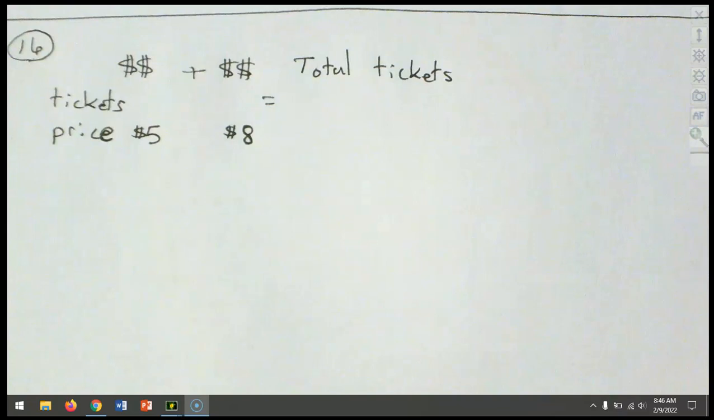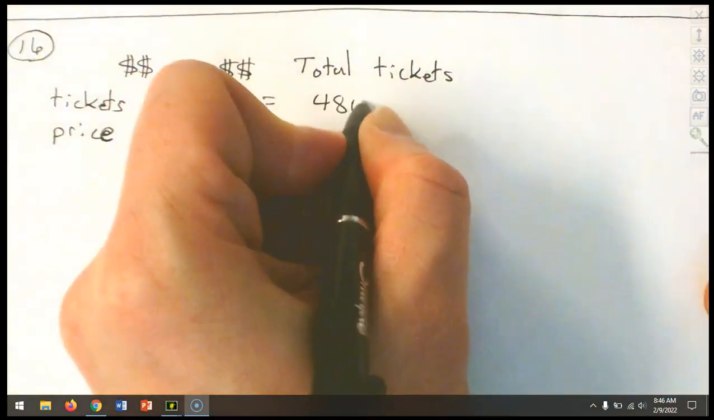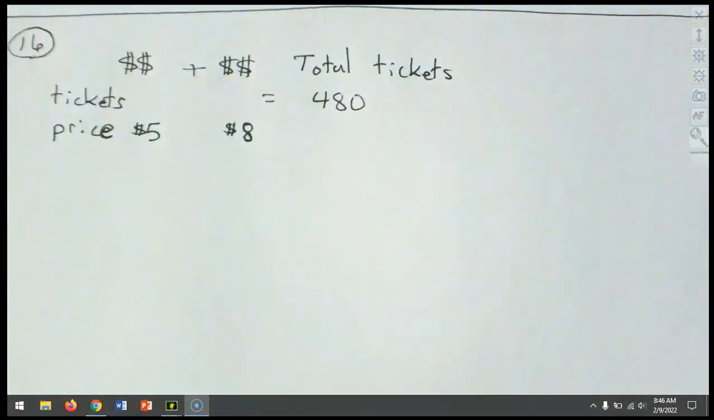So how many total tickets do we have? Do we sell? Not the value of the tickets. Number of tickets is what? Number of tickets is going to be 480. Right? So 480 tickets. Do we know how many $5 tickets we sold? No. Nope. So that's going to be an X there.